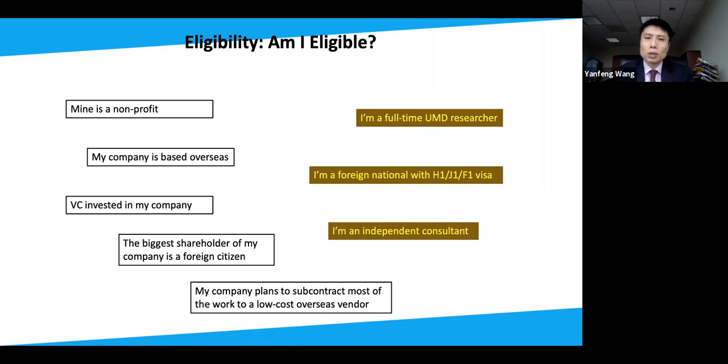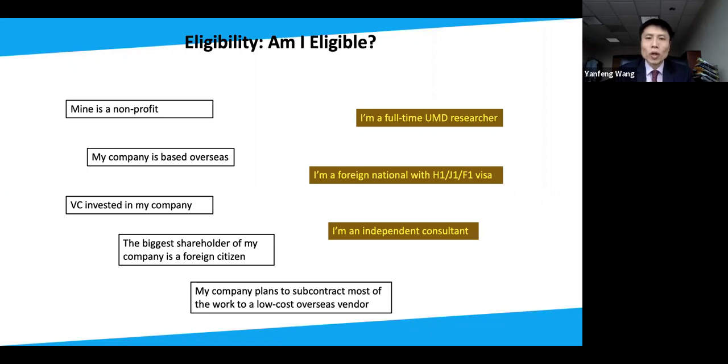Let's look at the researcher side. What happens if you're a full-time University of Maryland researcher, either a postdoc or a faculty member? You would be eligible to apply as a PI if you are looking into STTR. If that's not the case, you can be invited as a collaborator, either as a subcontractor or a consultant, to participate.